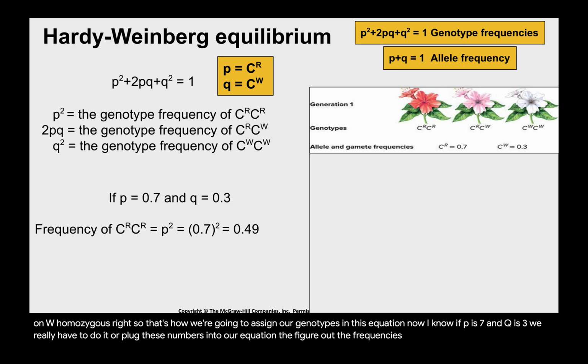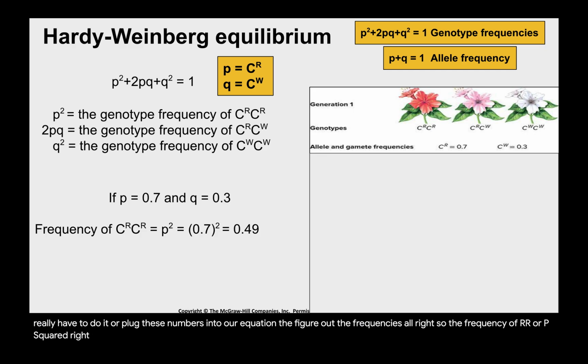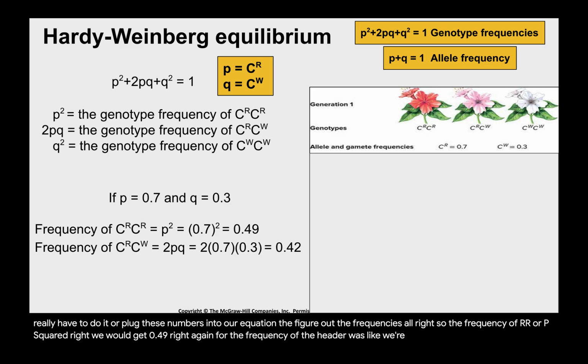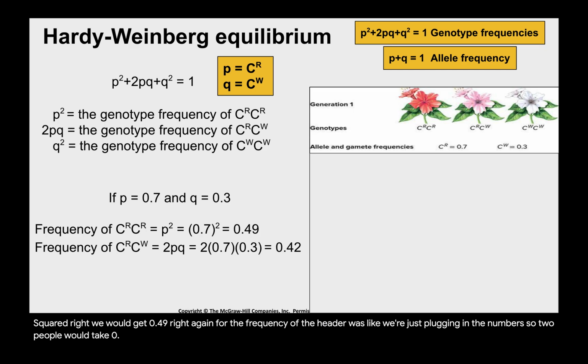So the frequency of RR, or p squared, we would go 0.7 squared. We're just plugging that number in. We would get 0.49. Again, for the frequency of the heterozygous, we're just plugging in the numbers. So 2pq, you would take 0.7 times 0.3, multiply it by 2. You would get 0.42. Okay, so that's for our heterozygous.